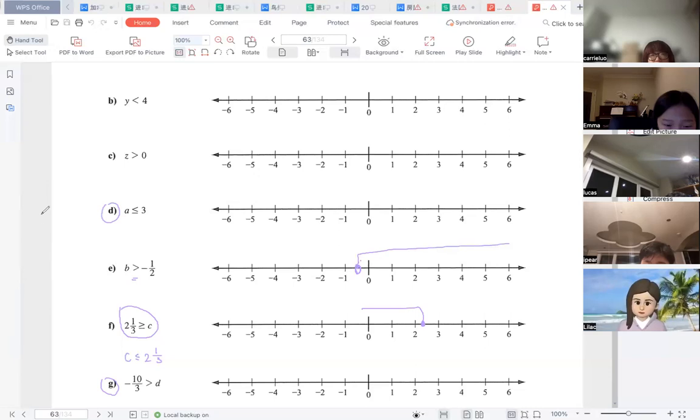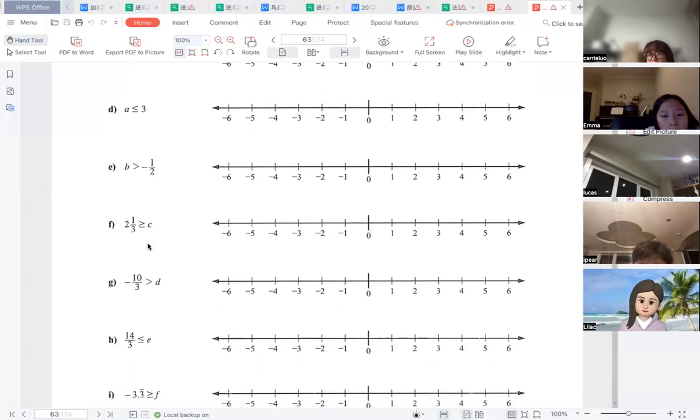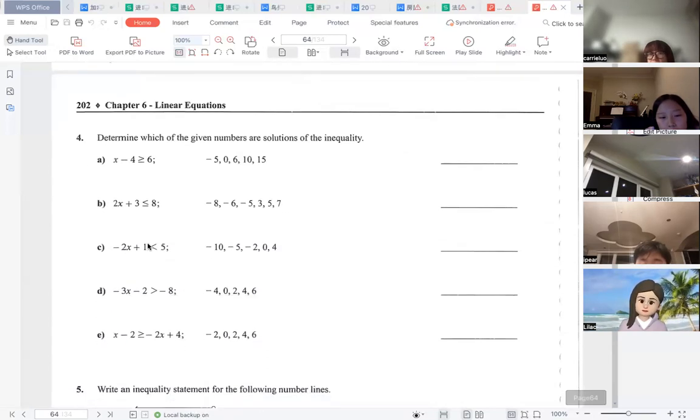Okay, so first of all, find a solid number smaller than negative 10 over 3. So D is smaller than negative 10 over 3, which is here, and it's a hollow one and smaller than. Get it? Remember, it's very, very important: variable on the left side and number on the right side. Daniel, Lilac, Emma, Lucas, you must remember this, otherwise it's very easy to make mistakes, okay?